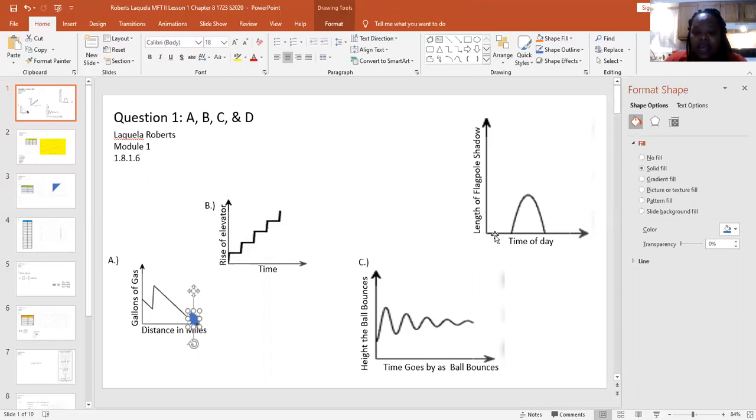Now let's look at the time of day and the length of a flagpole's shadow. At the start of the day, the shadow, as we see, is going to be tall. As the day goes by, the shadow is going to get shorter. And then, of course, it'll get taller again as the sun moves.